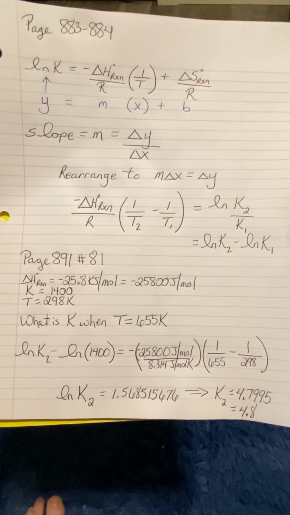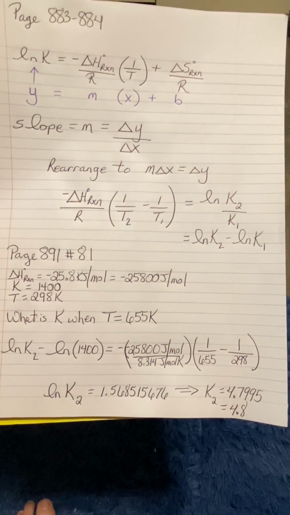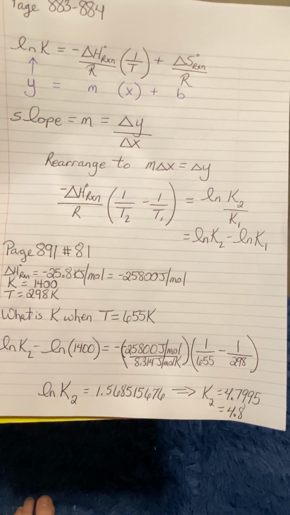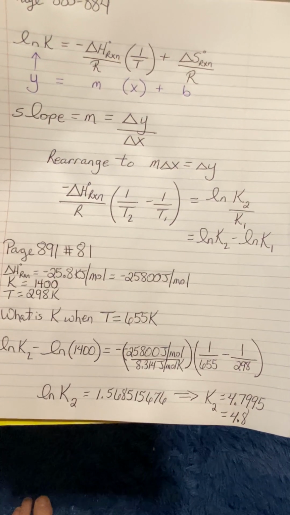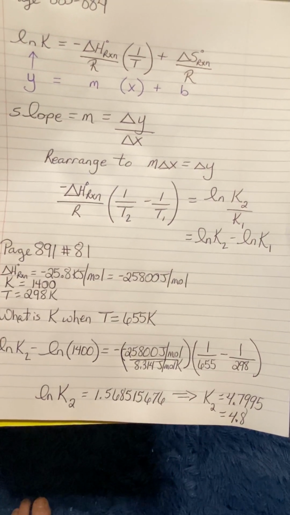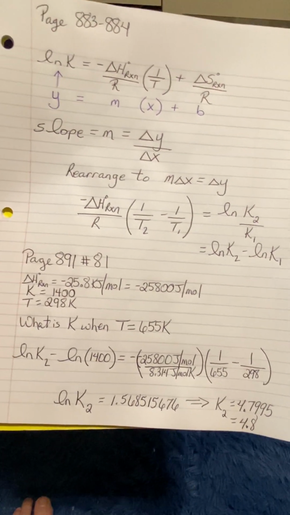Okay, from pages 883 and 884 in your textbook, you'll see an equation: ln K equals negative ΔH reaction divided by R, times 1 over T, plus ΔS reaction divided by R. It's a really unusual formula.